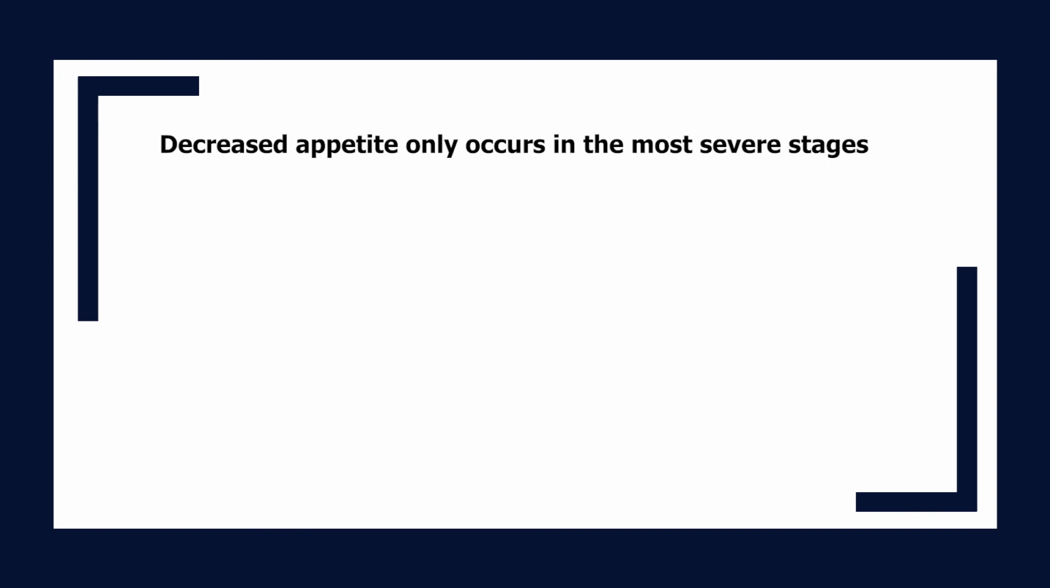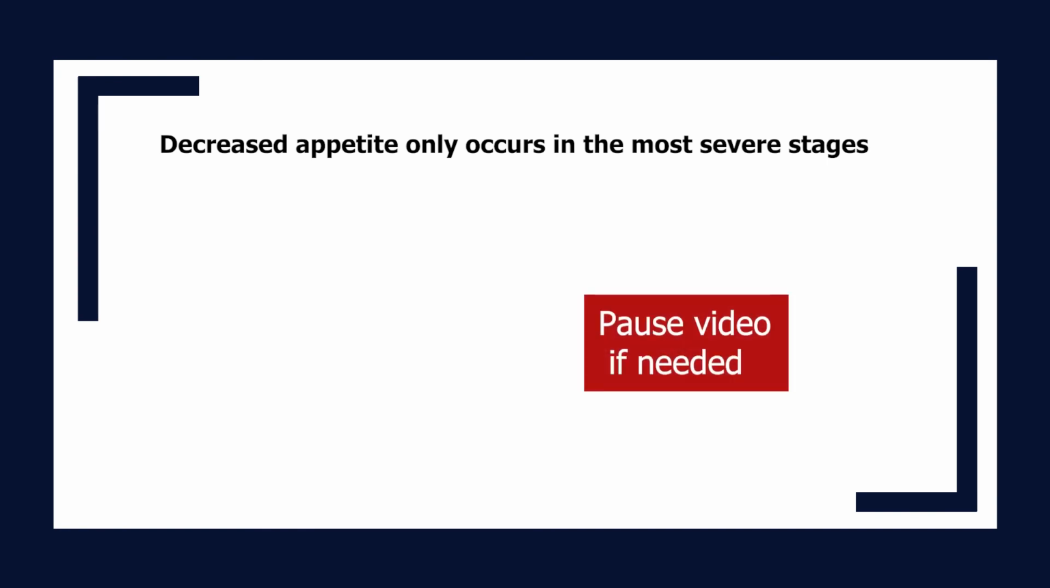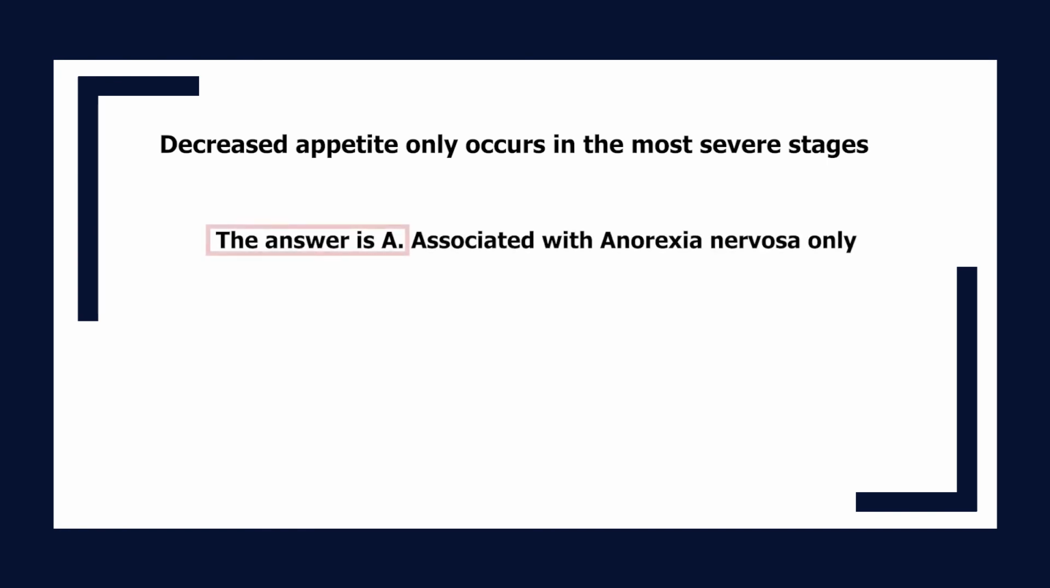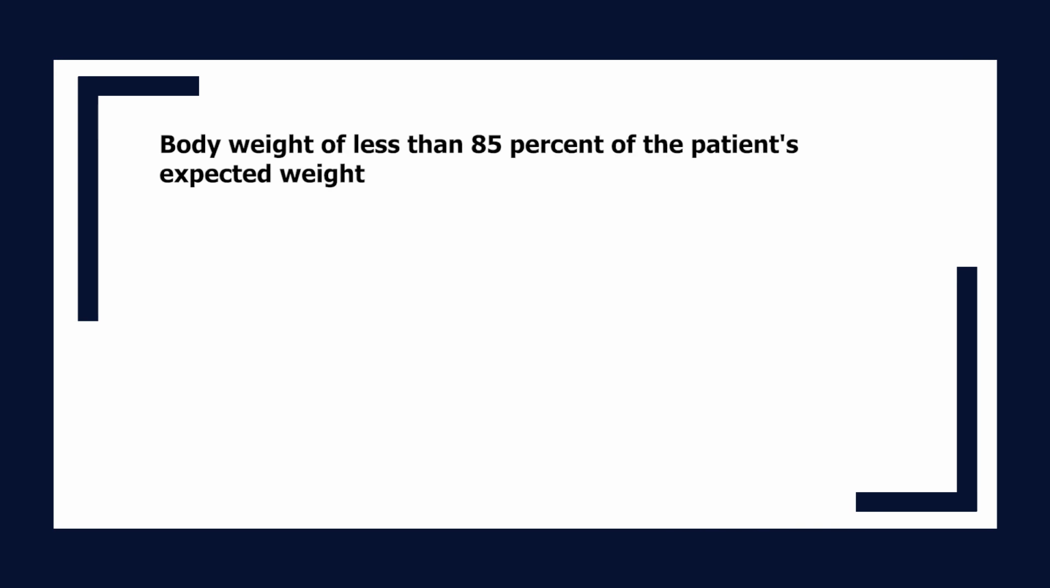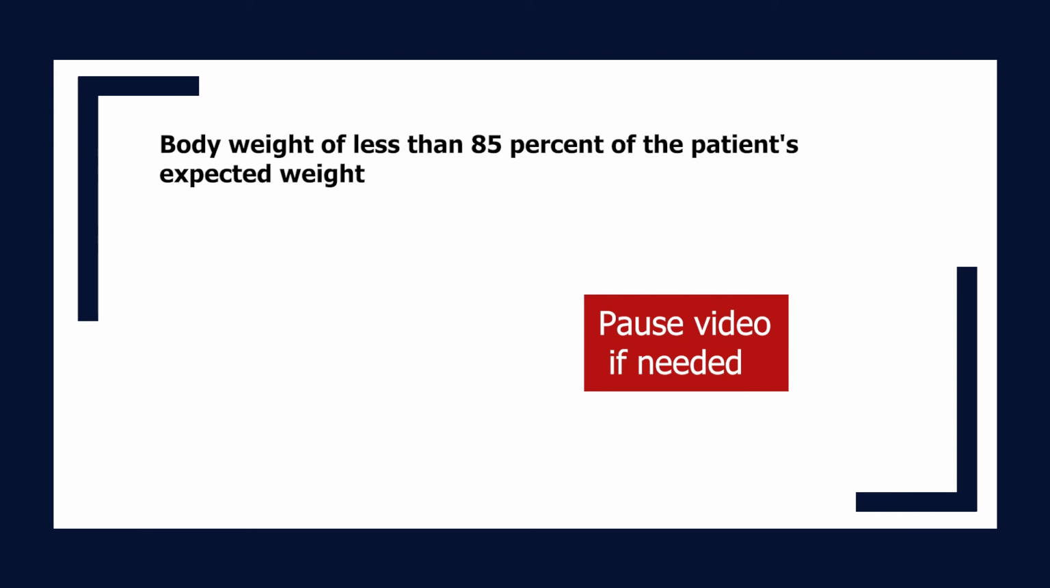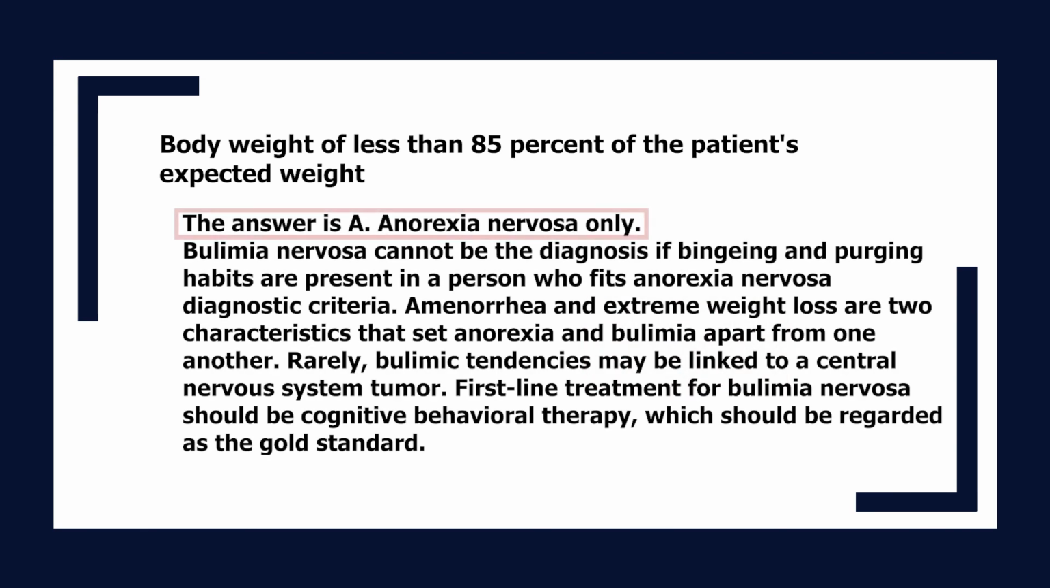Decreased appetite only occurs in the most severe stages. The answer is A. Associated with anorexia nervosa only. Body weight of less than 85% of the patient's expected weight. The answer is A. Anorexia nervosa only.